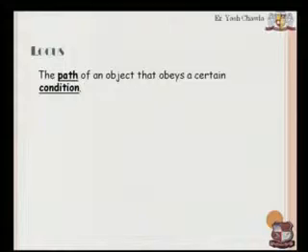Let us see. First of all, let us know what a locus is. A locus is the path of an object which follows a certain condition. Now I would like you all to look at me. If I am standing up right now, this is my particular position.